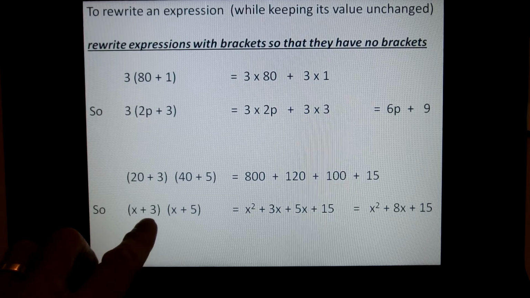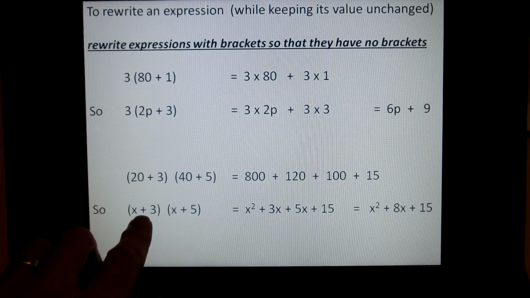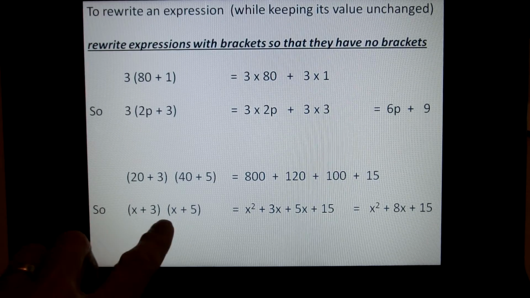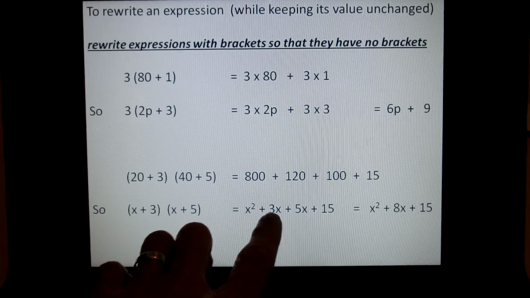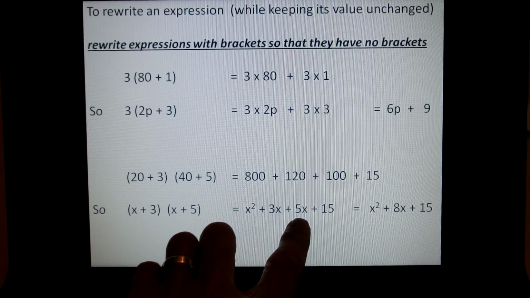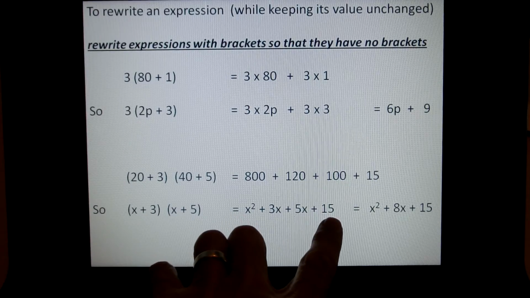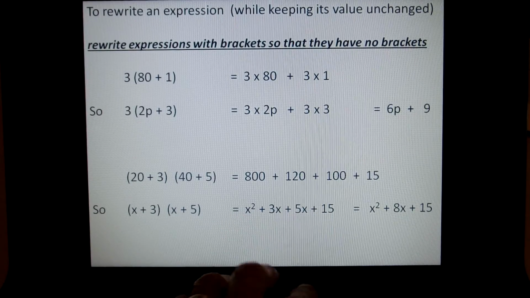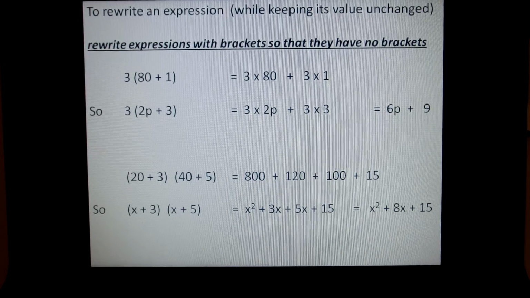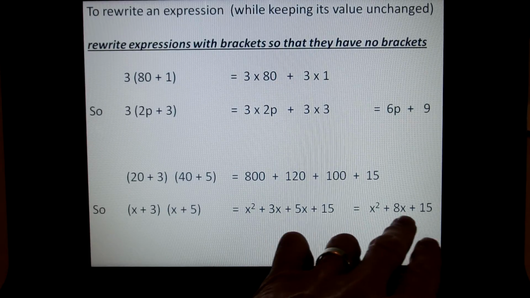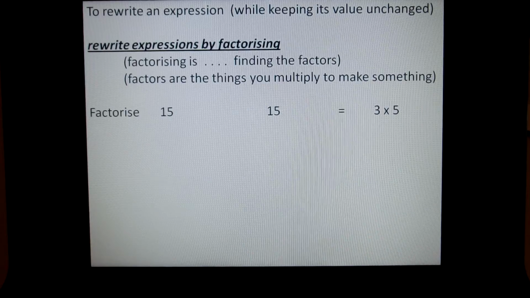In a similar way, if you draw a grid and handle these in a similar way, x and 3 and x and 5, x times x is x squared, that times that gives that, that times that gives that, and 3 times 5 gives 15. In maths, you can only add or subtract things that are alike. These two are alike, and they can be added. That's why we can write it in a slightly neater way, simplifying it like that.